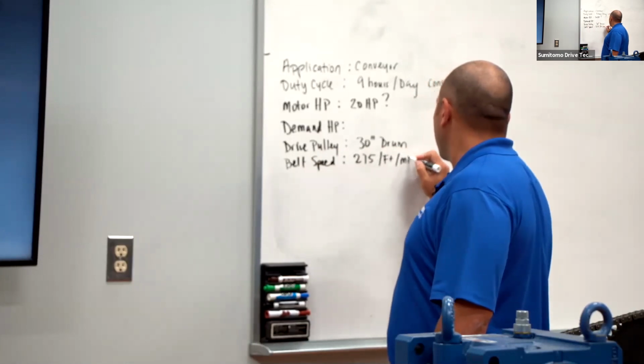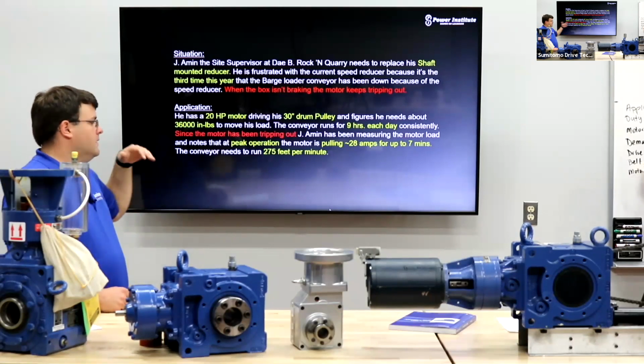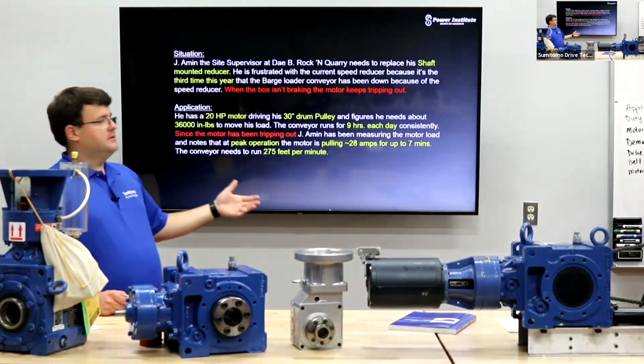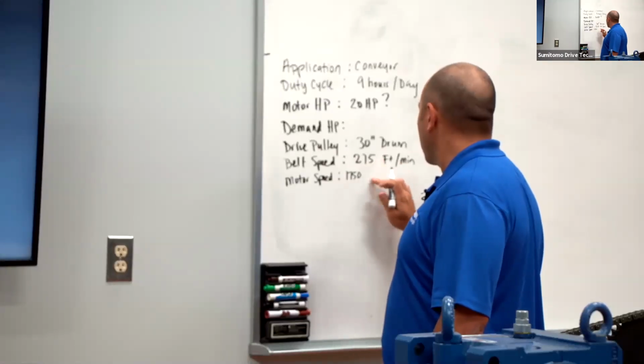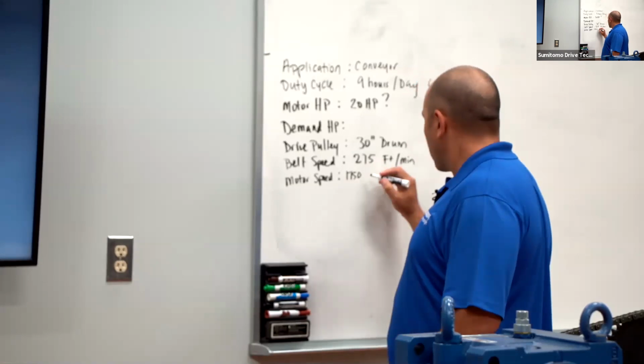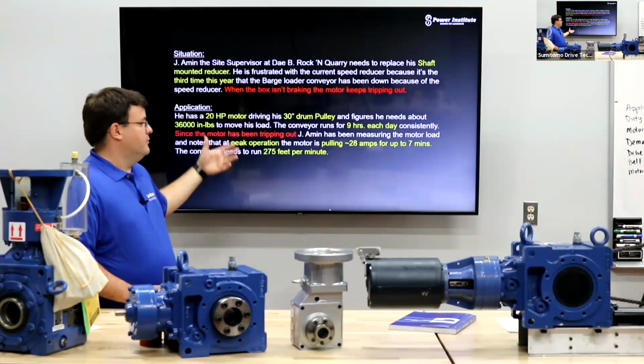Okay. And then the motor speed, which in this case is a standard. So in North America, 4-pole motor, 1750 RPM is a standard. He doesn't say it specifically, but we know where we are in North America. So it's a 1750 RPM motor. If it's not 1750 for whatever reason, they would let us know that it's not a standard 4-pole motor. Gotcha.